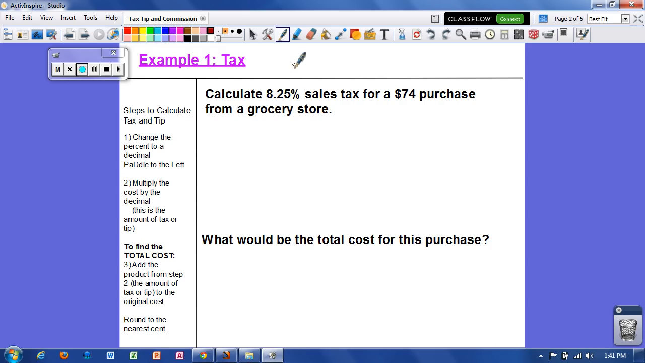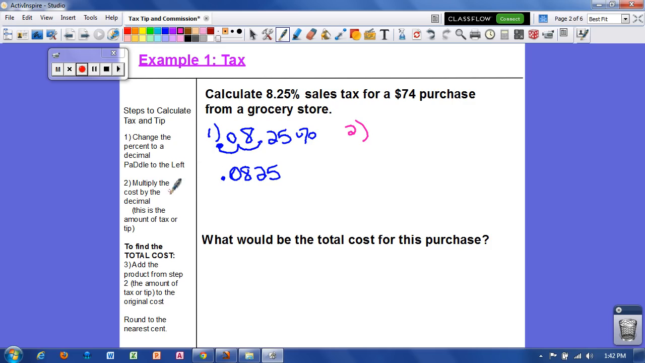All right, let's talk about tax. Calculate 8.25% sales tax for a $74 purchase from a grocery store. All right, so step 1, we want to change the percent to a decimal. So we have 8.25%. Remember, we want to paddle to the left, so I'm going to take this decimal and I'm going to move it 2 places to the left. Remember, empty space is filled with a 0, so I would have 0.0825.